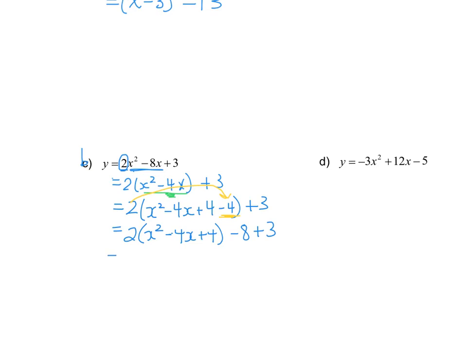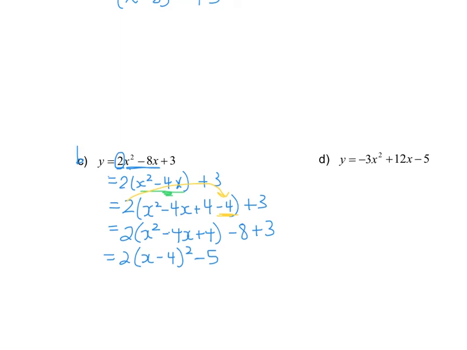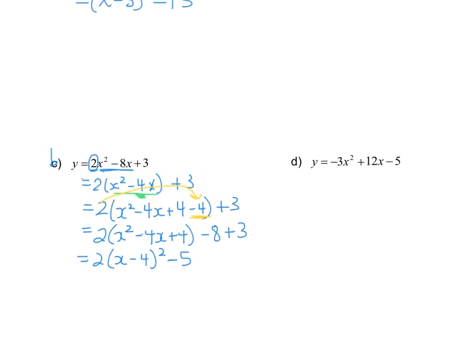Now we're ready to factor that perfect square. Square root the first, square root the last, take the sign from the middle, all to the exponent of 2. -8 plus 3 will be -5. So this parabola has a vertex at 4, -5. All right, try the next one. See if you can remember those steps, modeling it after part B, and we'll summarize our steps here in a moment.